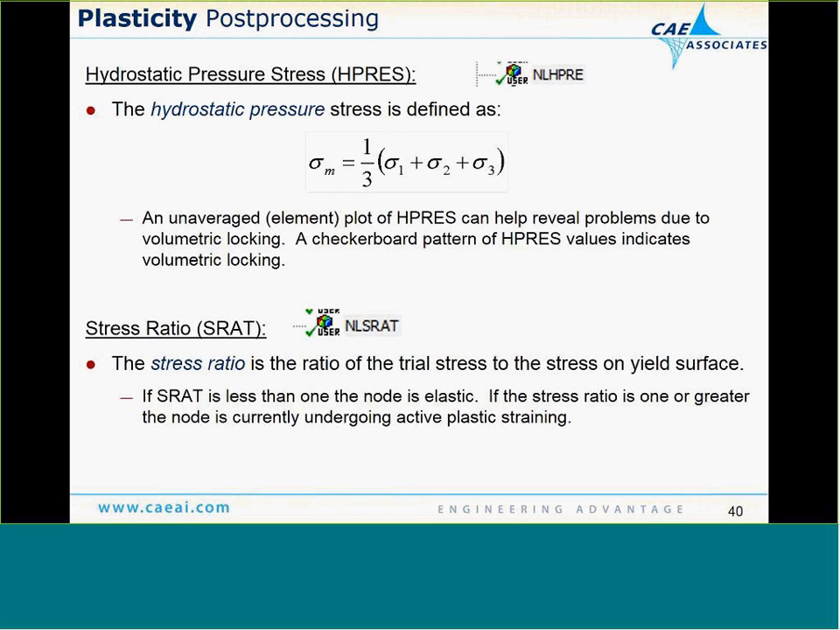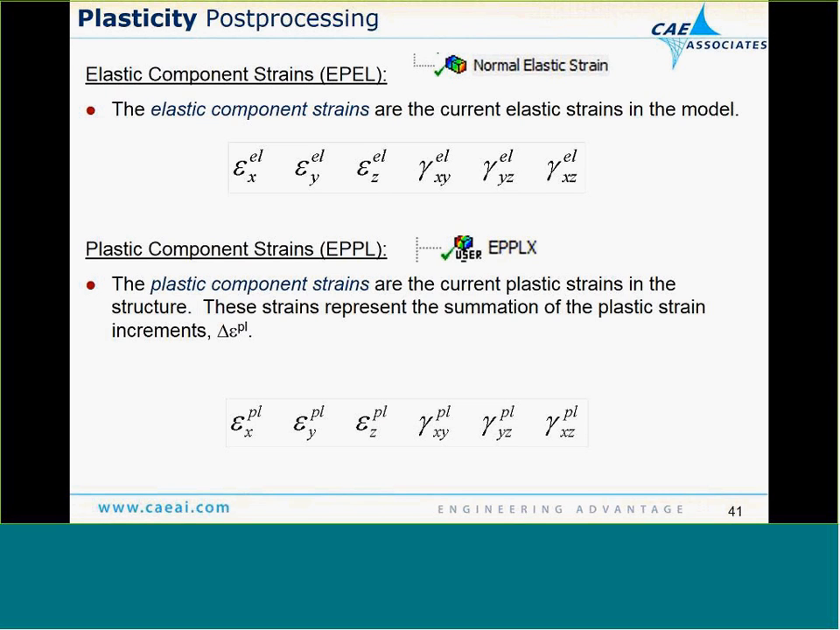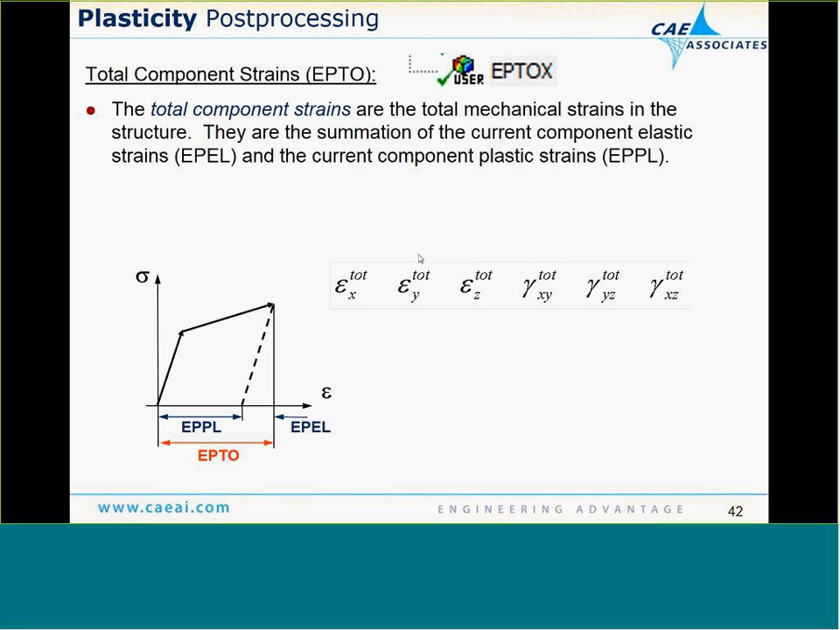One of the other things you'll notice here is these two entities are user-defined quantities because not all the post-processing and plasticity is available directly in the pull-down in the GUI, and we'll show an example of that in a second. We can look at the elastic strains just directly from the pull-down. If we want to look at component plastic strains, we need to use the user-defined functionality for that as well.